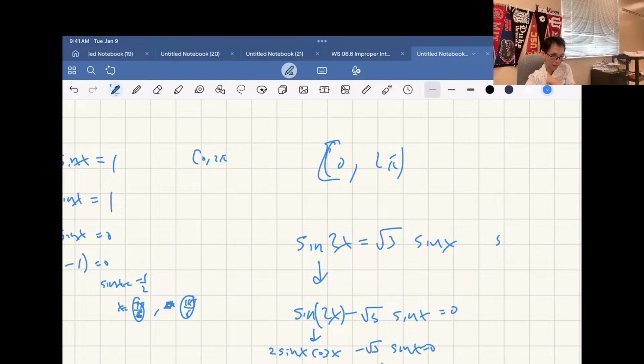And sine of x is equal to 0, which happens at 0 and pi. And 2 cosine of x minus root 3 equal to 0, so cosine of x equals root 3 over 2. So I think this is pi over 6 and 11 pi over 6. Is that right?